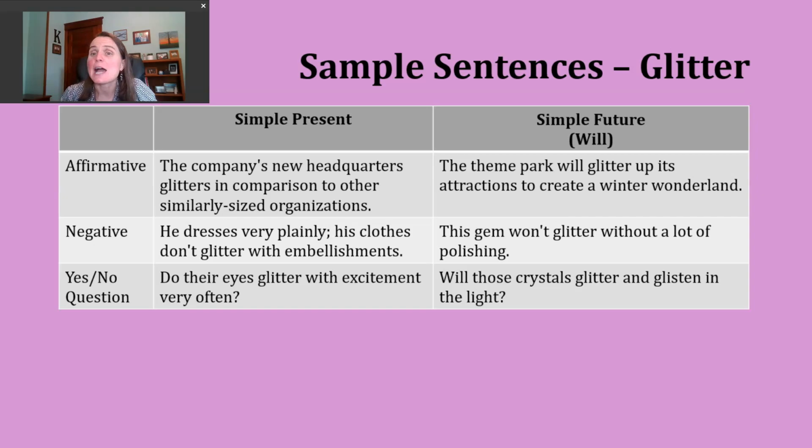The nice thing about making sentences in the simple future with will is that our structure stays the same no matter what our subject is. So in the affirmative, we'll have our subject, we'll have will, and then the base verb. Here's another example. The theme park will glitter up its attractions to create a winter wonderland.